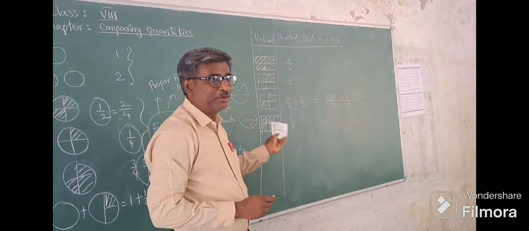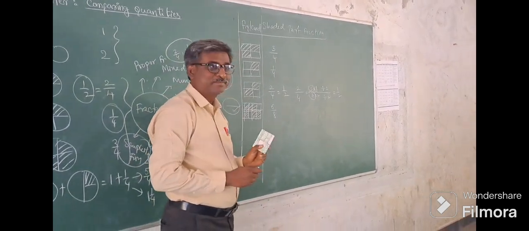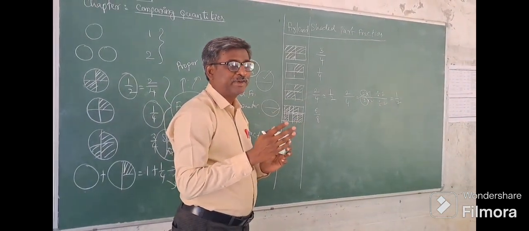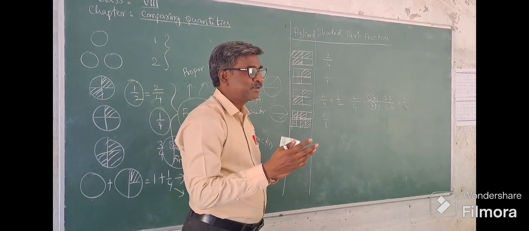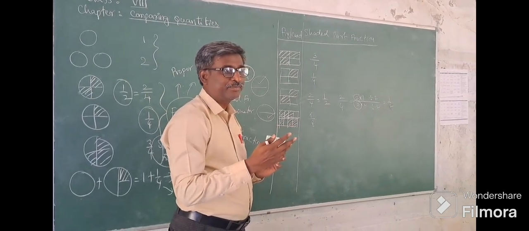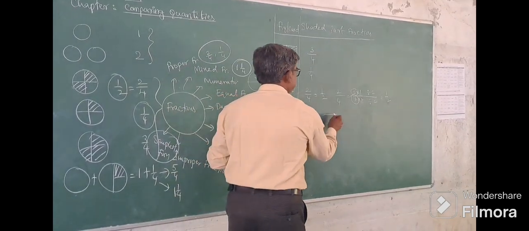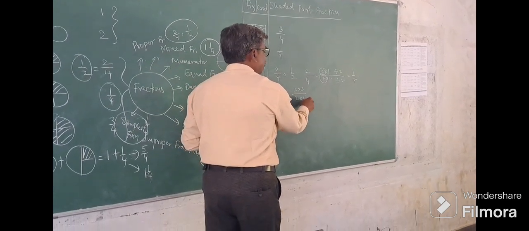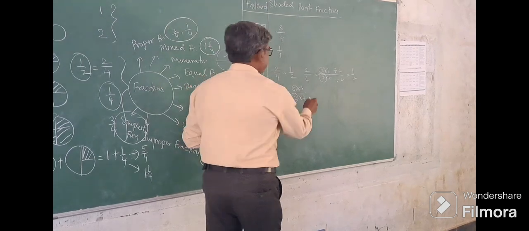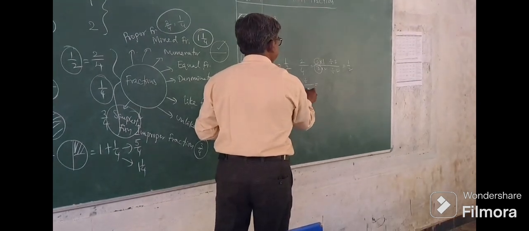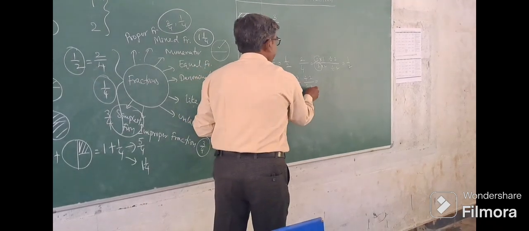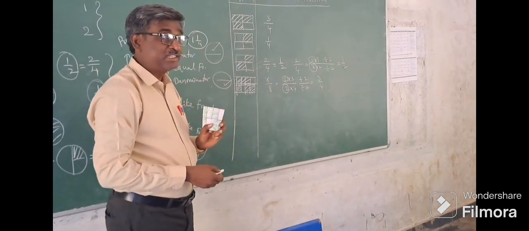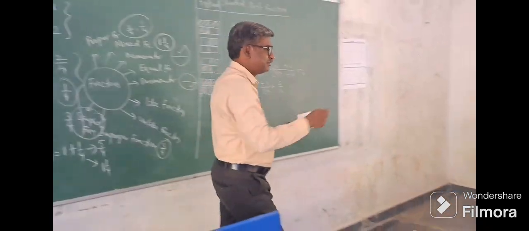Can you simplify this? 3 by 4. Which common factor have you identified from both the numerator and denominator? You see this: this is 2 into 3, this is 2 into 4. So the common factor is 2. Dividing both numerator and denominator by 2, you will get 3 by 4. So this 3 by 4 is the simplest form of 6 by 8. Okay, very good. Now from the fifth group.